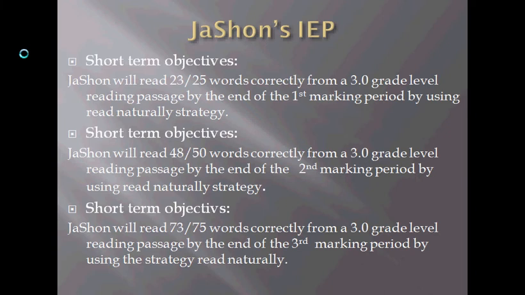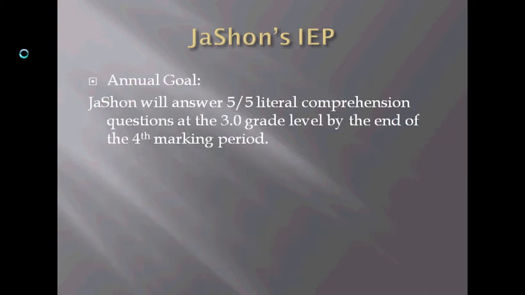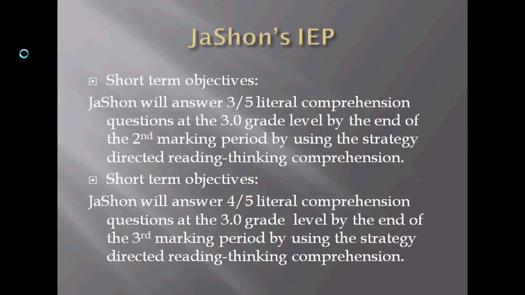Jayshawn's second annual goal is that he will answer 5 out of 5 comprehension questions at the 3rd grade level by the end of the 4th marking period. Again, I broke his objectives down into 2 to reach his annual goal based upon the marking period. So for the second marking period, Jayshawn will answer 3 out of 5 comprehension questions and 4 out of 5 comprehension questions by the third marking period.